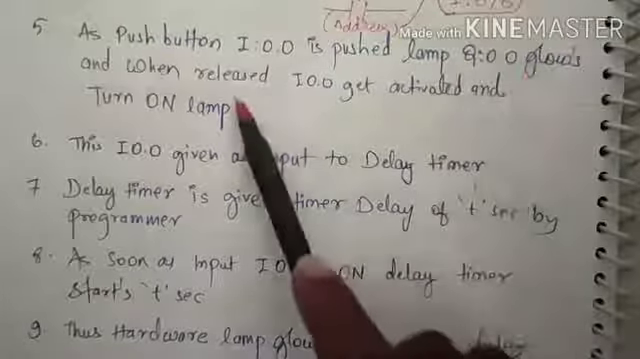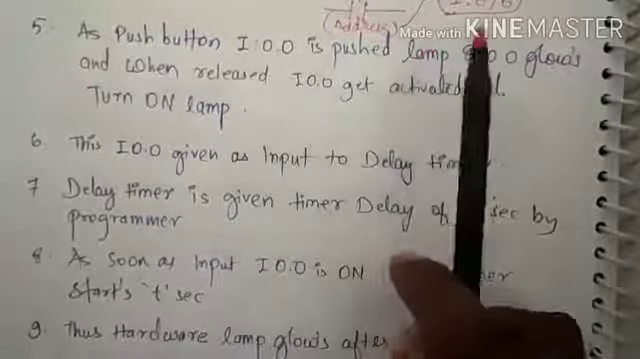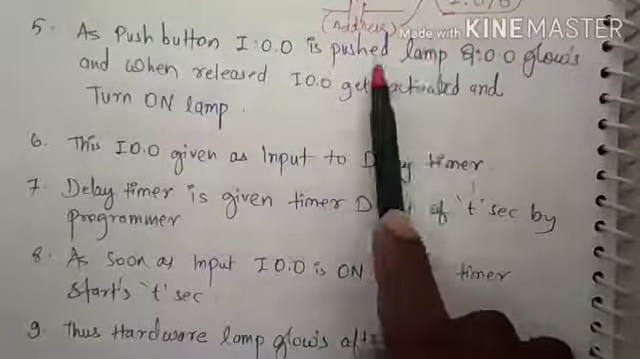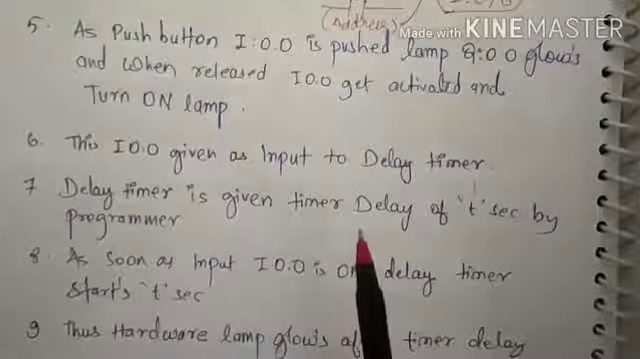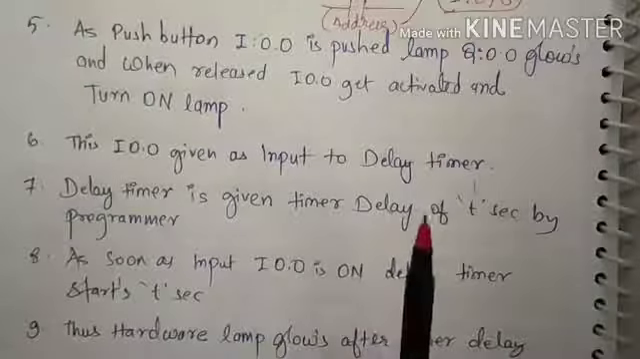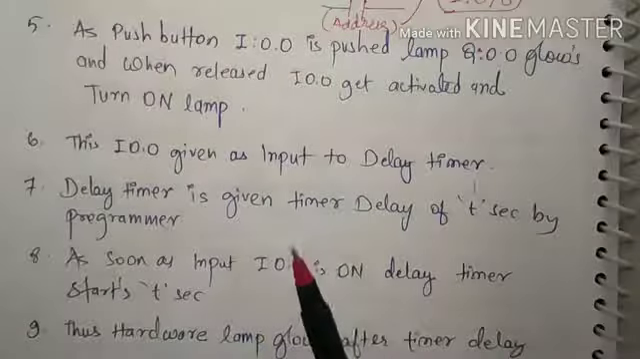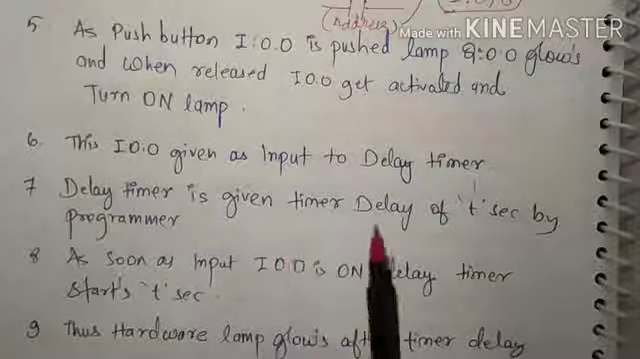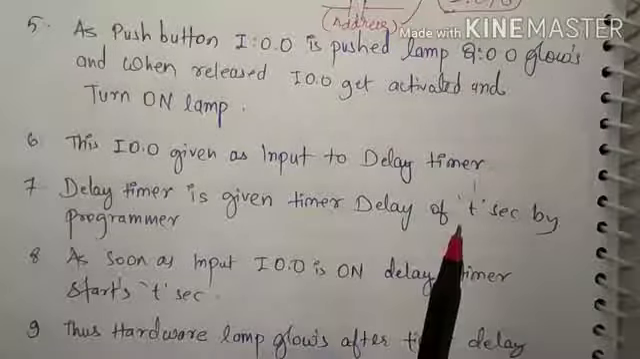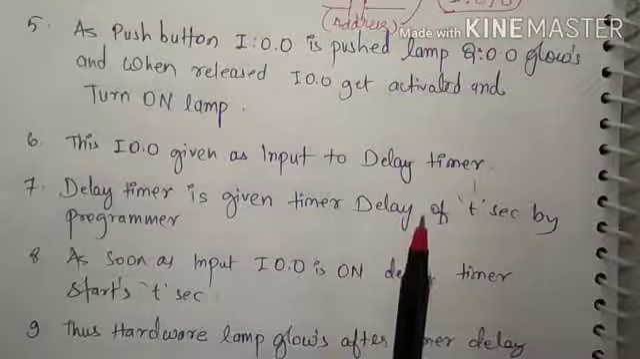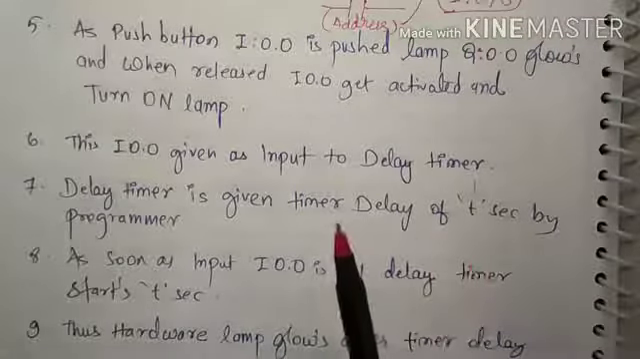It glows when it is released. When I am pressing that button and then releasing that button, only then will the lamp glow. After I release my hand from that button, then what will happen? Normally the lamp will glow.